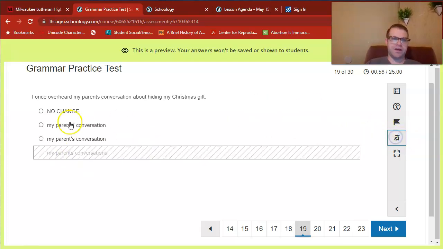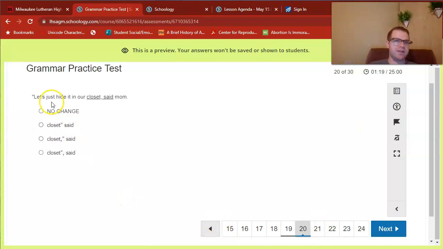So we're talking about one conversation, and I basically just have to decide whether it's S apostrophe or apostrophe S. This one's going to have to be S apostrophe because I have more than one parent who are having this conversation here. It'd be S apostrophe because parents here is plural, and then the apostrophe to make it possessive.